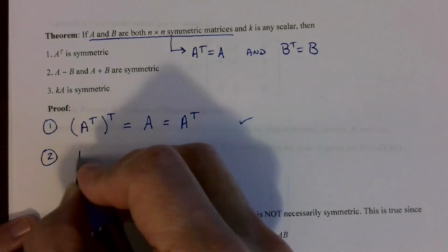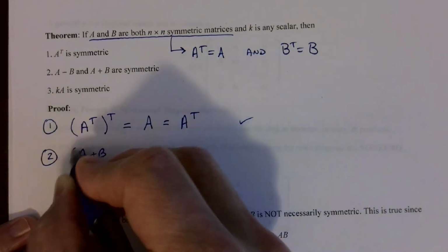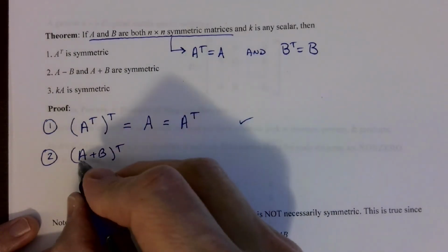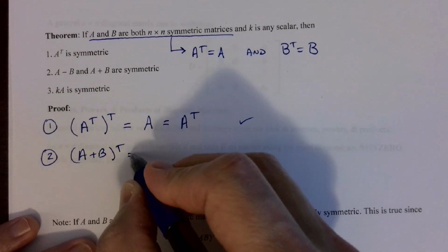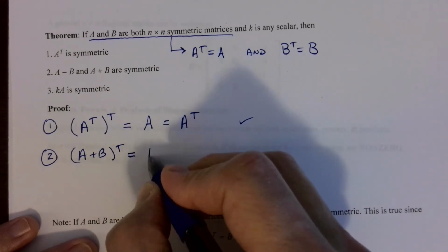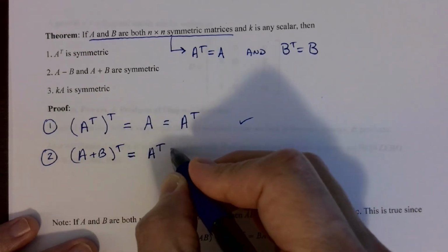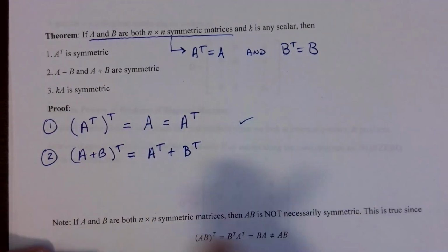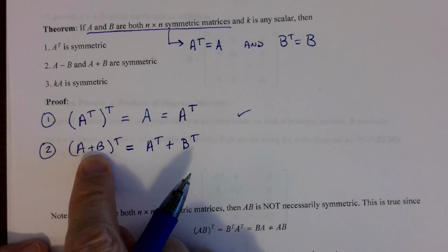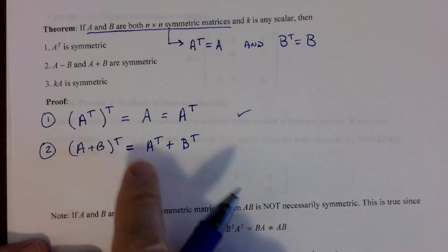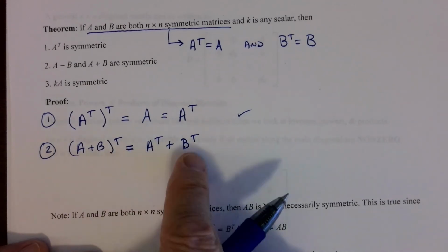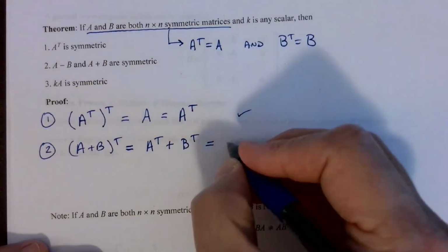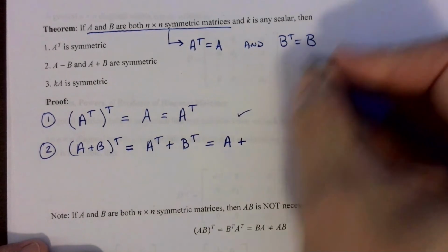Now I'm going to prove A plus B is symmetric. I take the transpose of A plus B. You remember from the property of transposes, we stated this was true, that this is A transpose plus B transpose. In other words, I can add the matrices and then transpose, or I can transpose and then add the results. But A transpose is A, and B transpose is B.